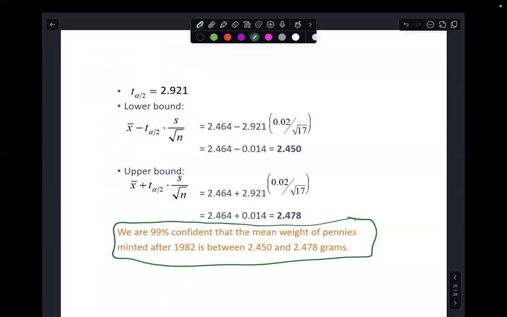I would like you to put the word actual, maybe right here, actual, or you can say the population. I would like one or the other of those words in there because this is a little bit more vague about what we're referring to. So say the actual mean weight of pennies or say the population mean weight of pennies. If you can put one of those words in there, that'd make me happy. Okay.